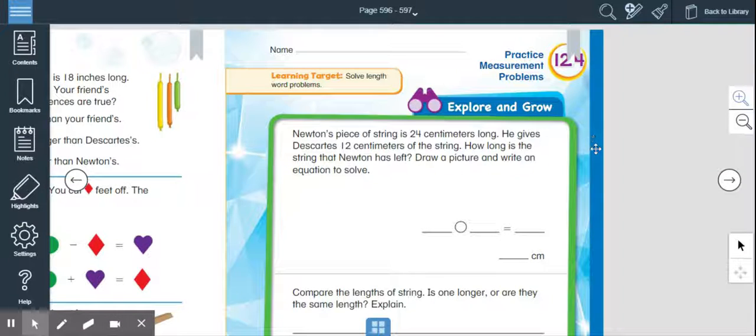Today you are working on lesson 12.4 in your Big Ideas. This is the last lesson in chapter 12 before you begin your review. So today's learning target, and you can see on your screen, is solve length word problems. You have been working on length and measurement, and so we are going to continue.